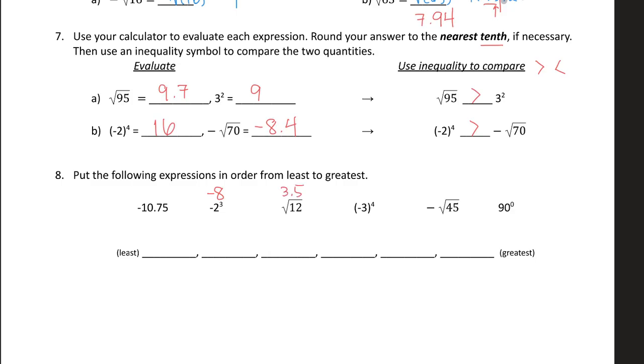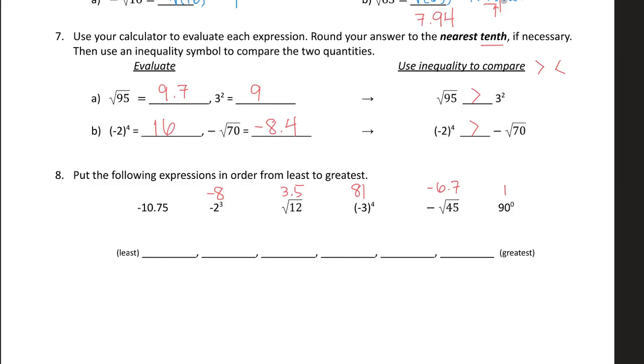I'm rounding to the nearest tenth. The next one is negative 3 to the 4th power, which is 81. The next one is negative square root of 45, which is negative 6.7. And the last one is 90 to the 0 power. 90 to the 0 power is 1. Actually, anything to the 0 power is 1.